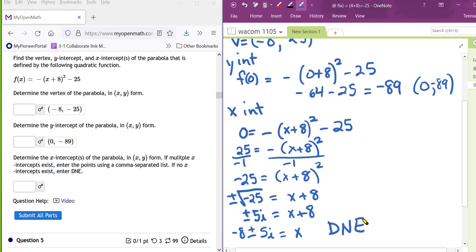And what this means for your graph is that your vertex will either be above or below the x-axis. And if we look at it, our y-intercept is (0, -89), so it's not going to be so nice on our graphing calculator. It'll be way out of range. And it's turned upside down, so it looks like this. This negative makes it turn upside down. Way down here, not drawn to scale, but it looks like this. It never crosses the x-axis. So that's what this would mean for it does not exist. So sometimes that will happen.